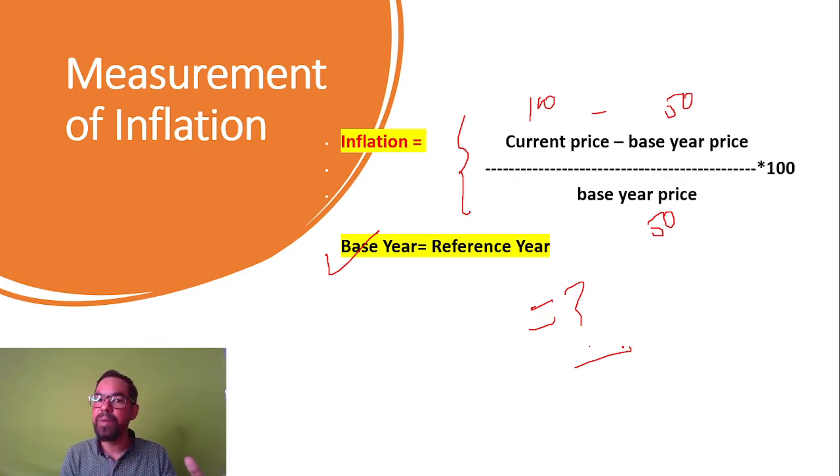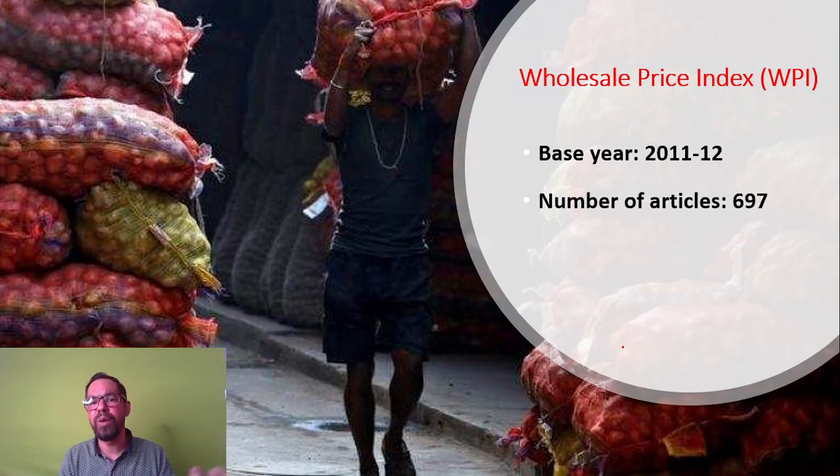Like in case of CPI, it is 2012. In case of WPI, it is 2011-12. Now the government is planning to upgrade this to 2016-17 as well, correct? So hope this is clear. So we have a very basic formula. On the basis of this particular formula, we generally calculate inflation.